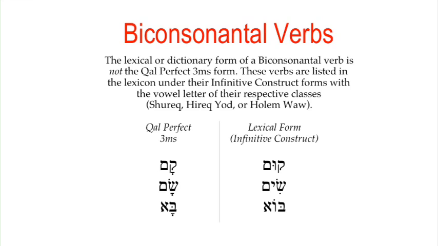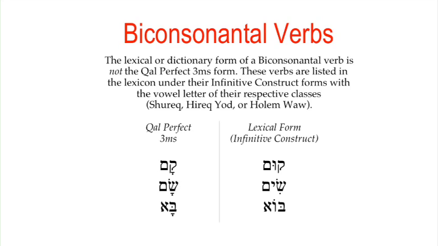Now, you don't know what the infinitive construct looks like at this point. Neither do you know how it functions. It doesn't matter. What you need to know is that when biconsonantal verbs appear in the lexicon or in your vocabulary list, they appear with a distinctive medial vowel letter.